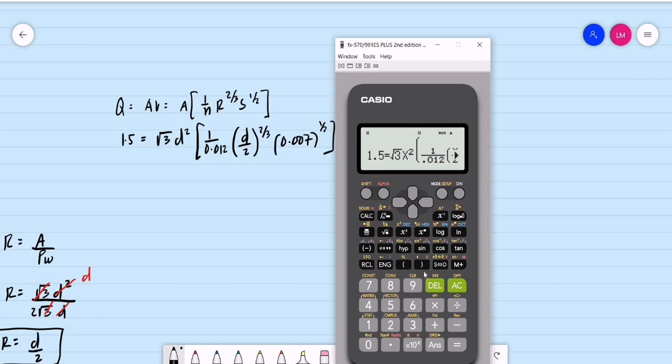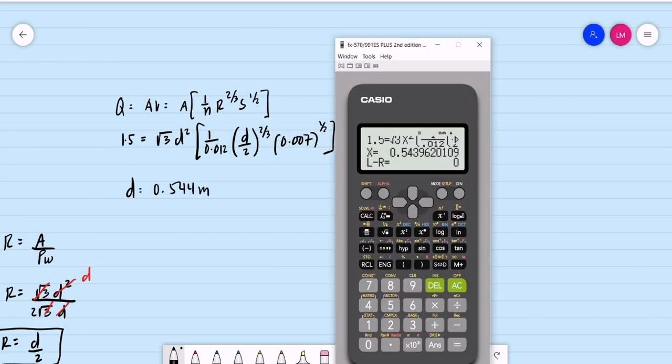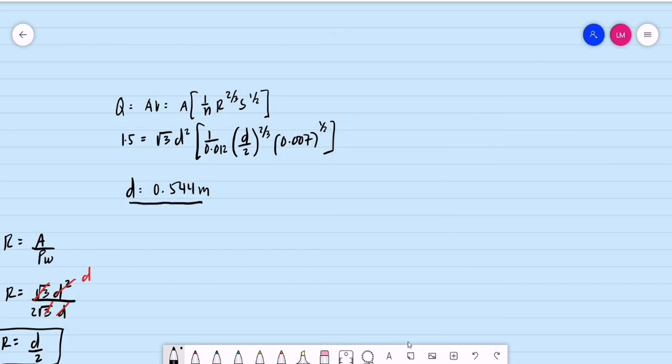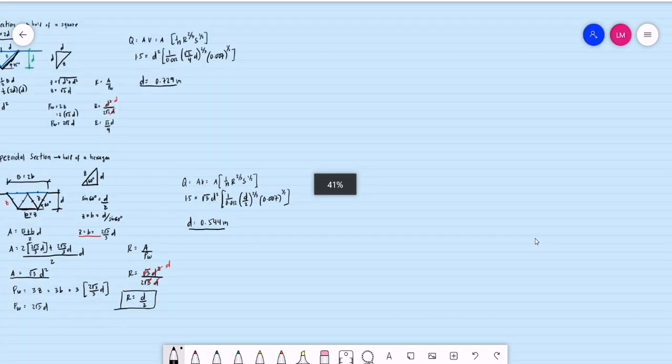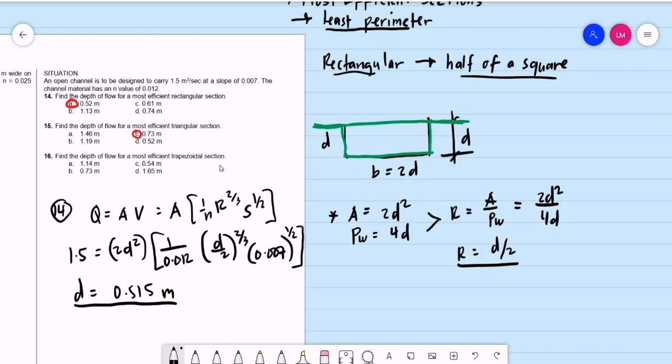So we are repeating shift solve. We will be having the depth equal to 0.544 meter, that's 0.54396 or 0.544 meter. Let us check this value in our choices. So 0.544, the closest value in our choices for question number 16 is also letter C, 0.54. So this will be our solution for the most efficient sections.